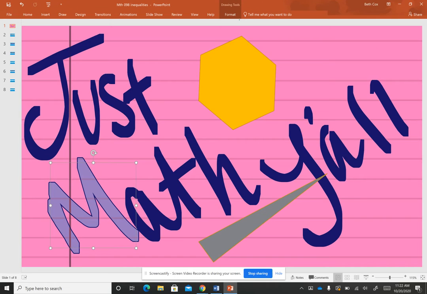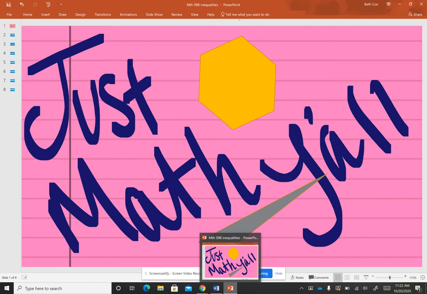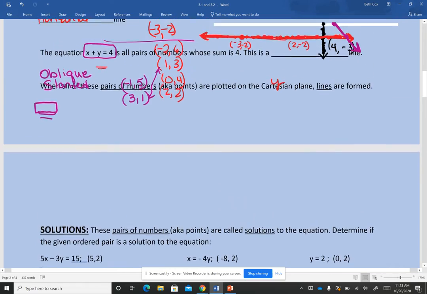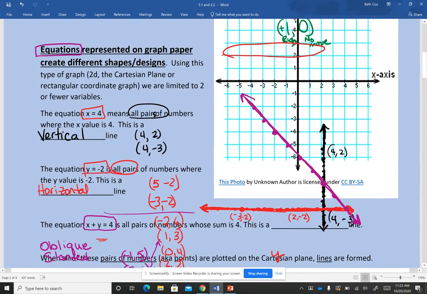Hey, welcome back. We are working with, what are we working with? Equations of lines. There we go, equations of lines. Let's jump in.